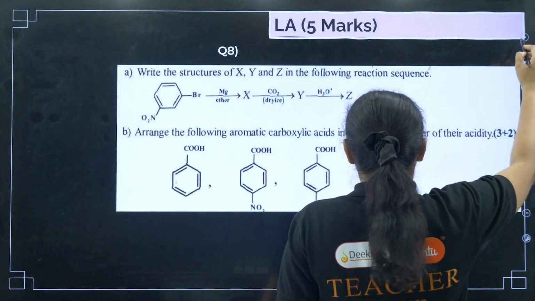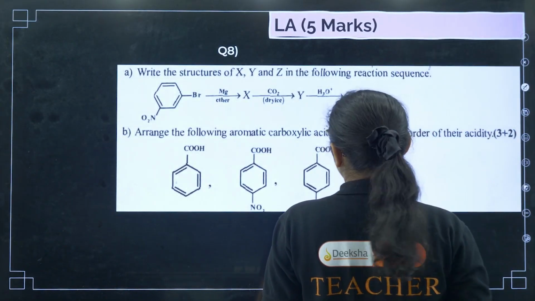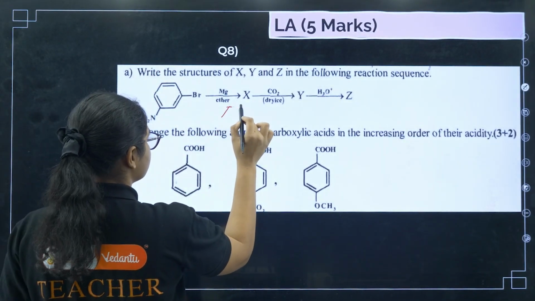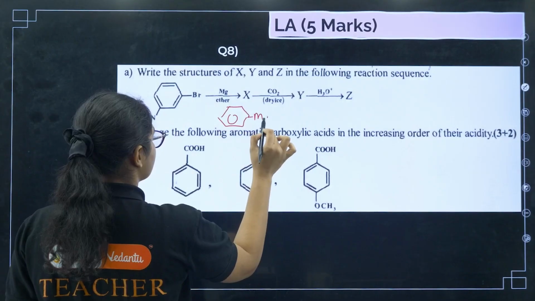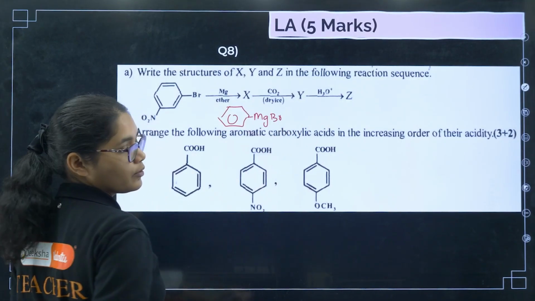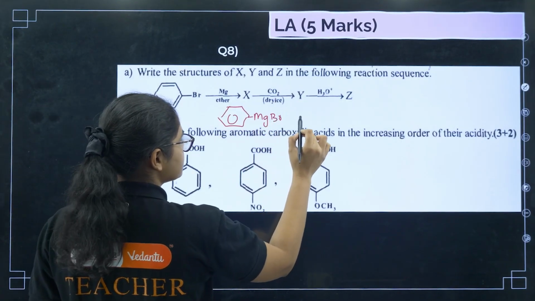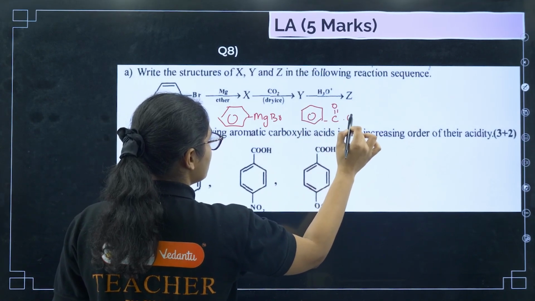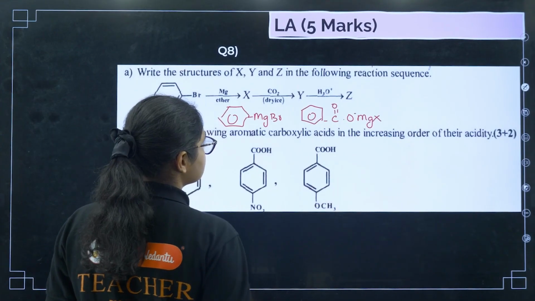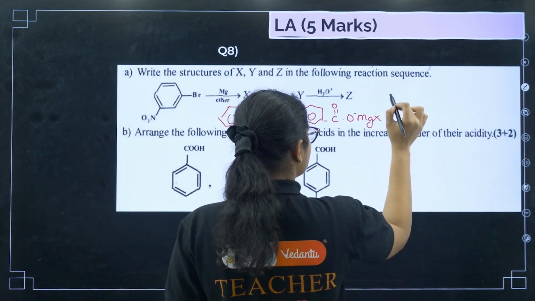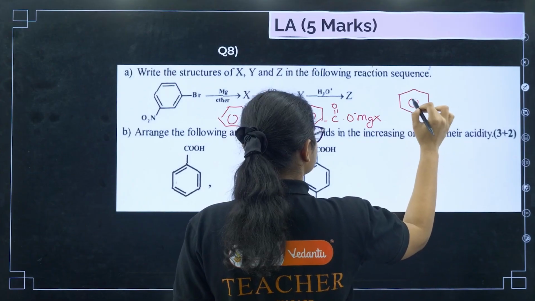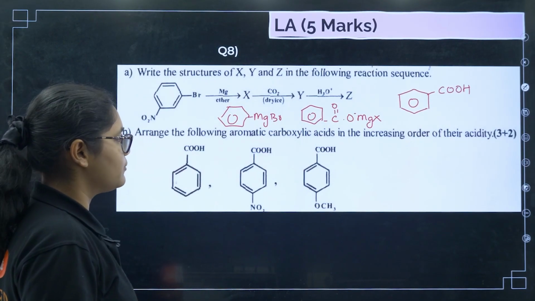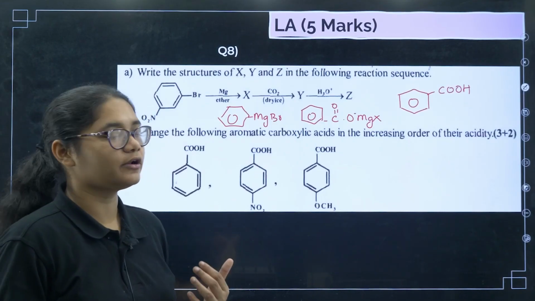Okay. Next, we have to fill in the reactions. So you have here Mg and NO2. So what will happen? MgBr will form here first. So I can write here MgBr. Then CO2, carbon dioxide. So this one will attack on this one and you will get C double bond O, O minus MgX. Okay. Then on hydrolysis, what happens? On hydrolysis, we will have the COOH group.